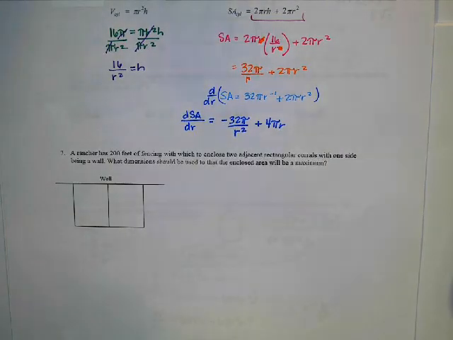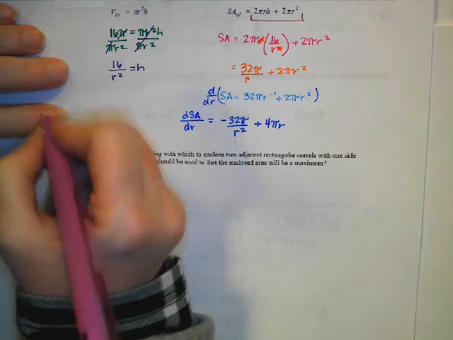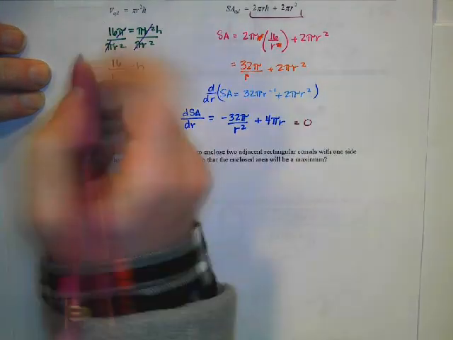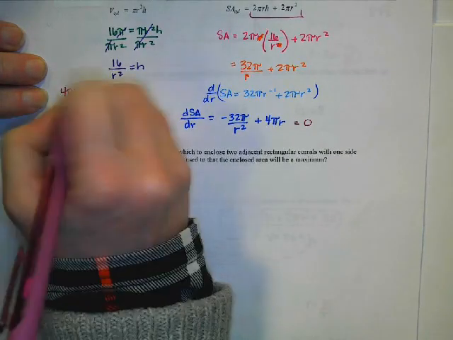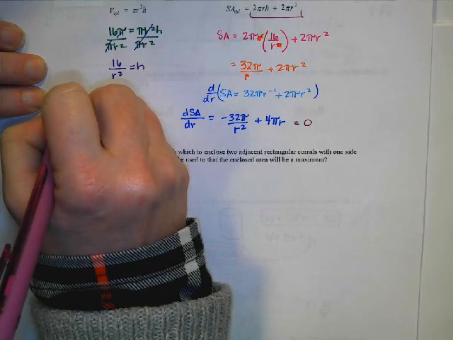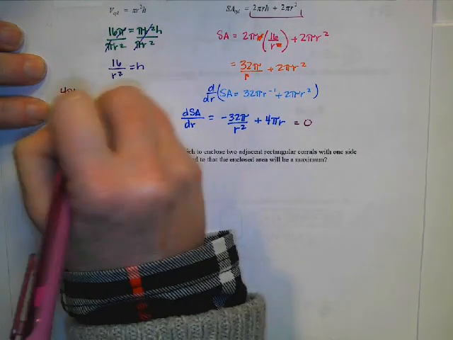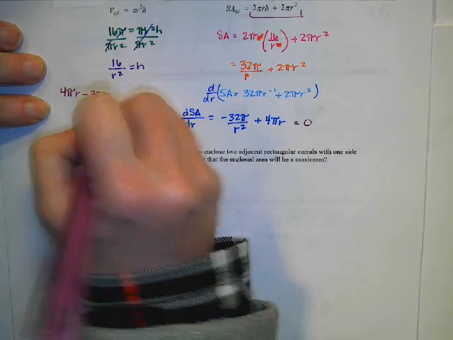Now we have to maximize and minimize this, and so remember when we do that, we're looking for critical points. So I'm going to take this and set it equal to 0, and then solve. I'm going to move this to the other side. Actually, I'm not going to do that. I'll tell you why. So 4 pi r minus 32 pi over r squared equals 0.